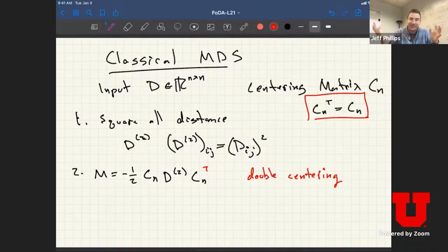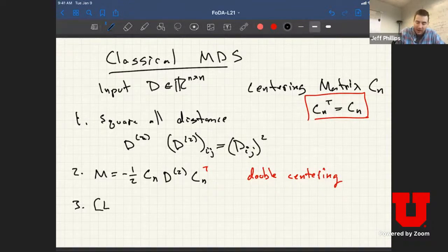I guess that should make sense. I'm doing centering twice, so it's double centering. Okay, then now this matrix kind of captures what we want, and we're going to do an eigen decomposition of this.